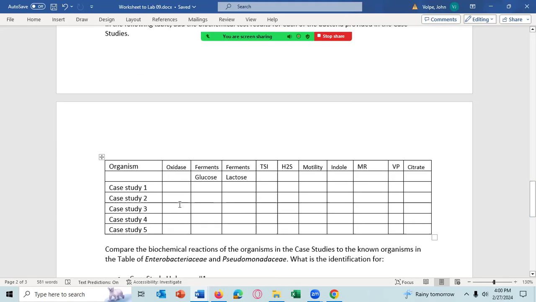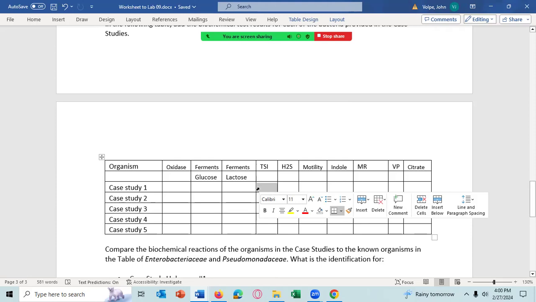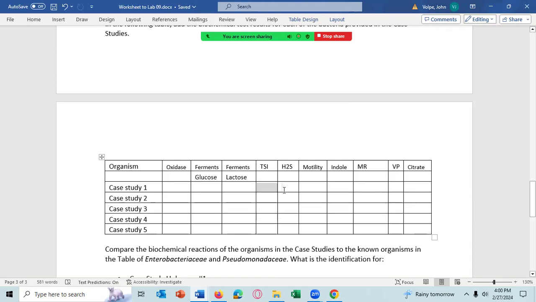And then when you read case study 1, use this table to write down the results. Like if case study 1 tells you that the oxidase was run, then put the results for the oxidase test here. If the glucose fermentation test is run, which it probably was, put the results there. If the lactose fermentation test is run, put the results there. The TSI test, put the results there, and you may need more room to explain that. Hydrogen sulfide test being run, put that there.